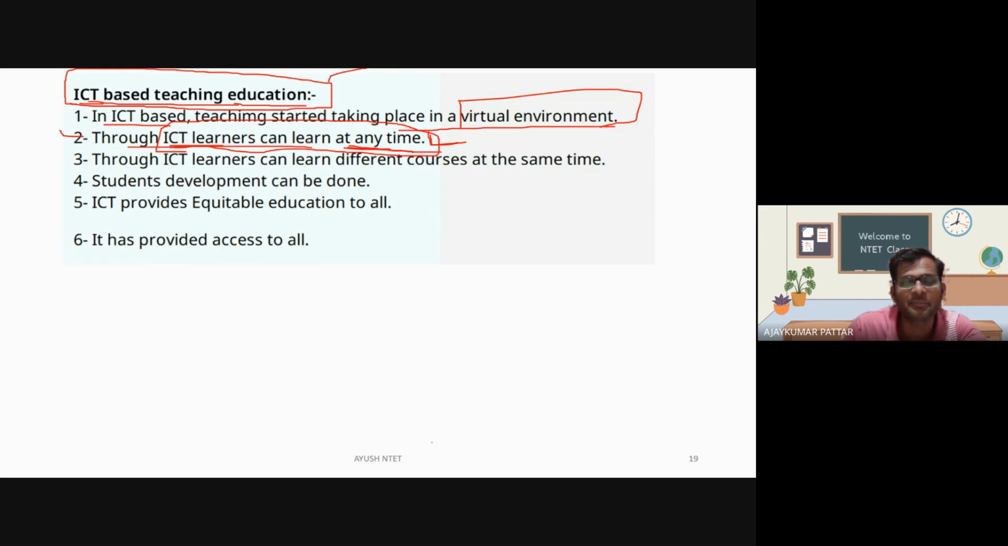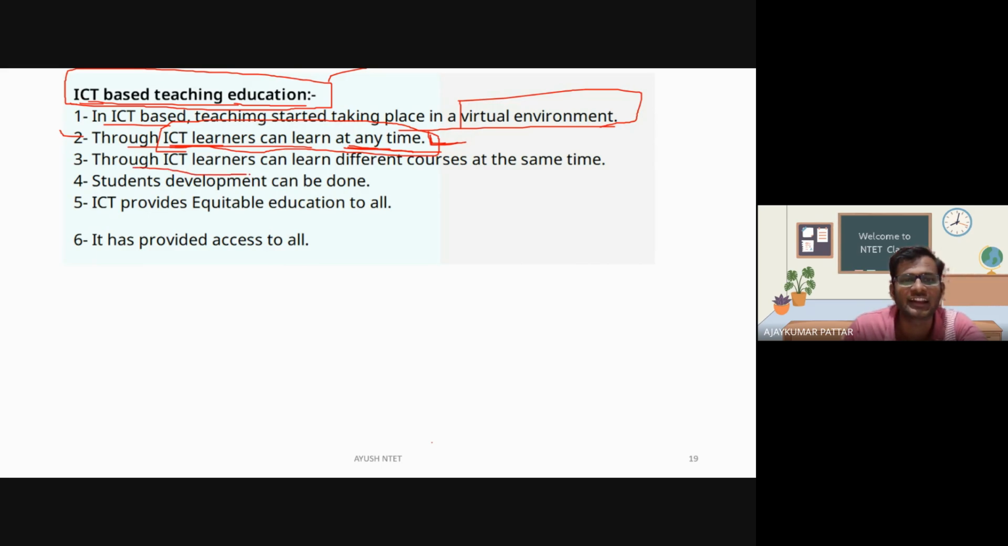But in the conventional method you cannot learn at just any time. School and college have timings, but ICT learners can learn at any time, at any age also. Not only time, even age. Even older persons, if interested in Ayurveda, certain Ayurveda courses are available online. They can go through the basics of Ayurveda. If they are interested in psychology, there are a lot of ICT based courses like Swayam. Previously we discussed Swayam Prabha, and a lot of MOOC courses are available. These are based on ICT only, information communication technology based teaching education.